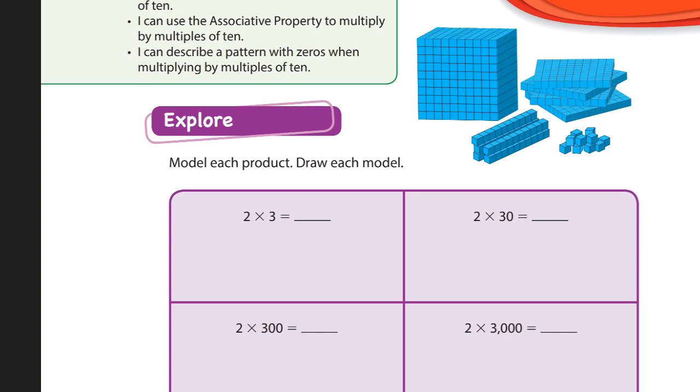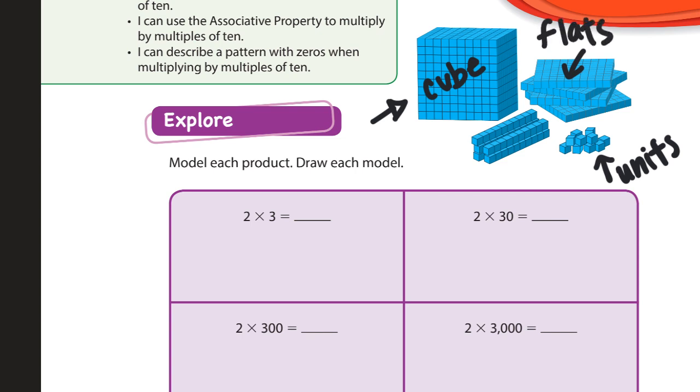This is called a cube and it represents 1,000 units. These small cubes, we call them units. These and the units represent 1. These are called flats and they represent 100. And these are called rods and they represent 10 each rod, or tens.